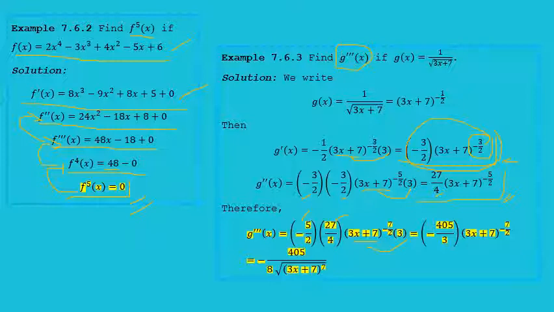So it becomes negative 405 over 8 times the square root of 3x plus 7 raised to 7. Sorry, the denominator is 8, not 3, that was a typo. We can also convert it into radical form. So, that is for the derivative of higher order.